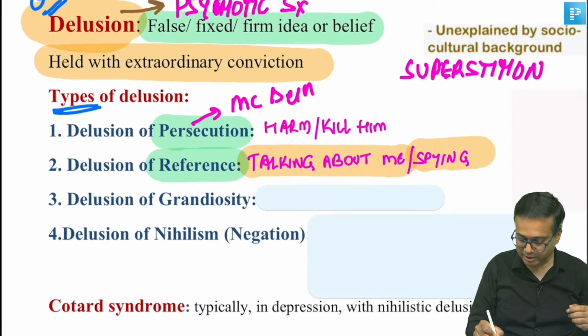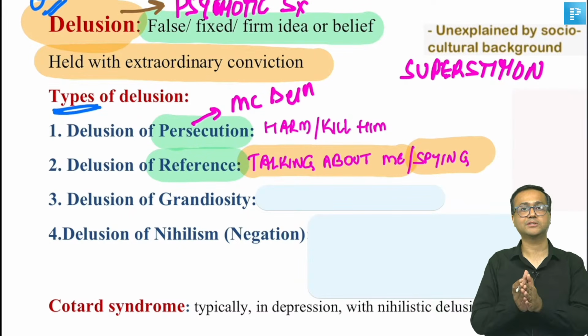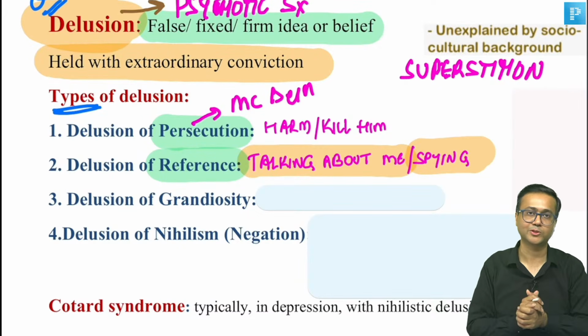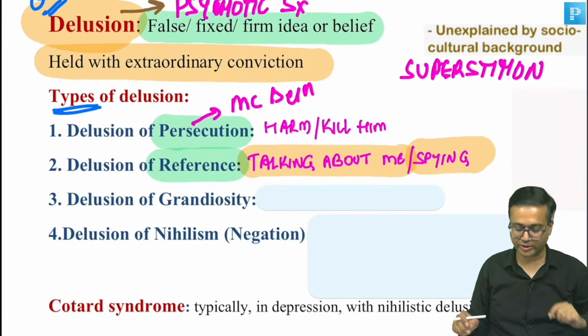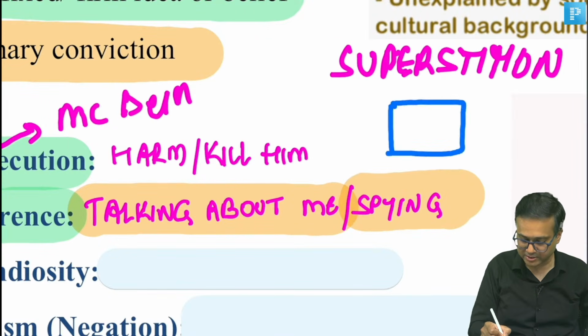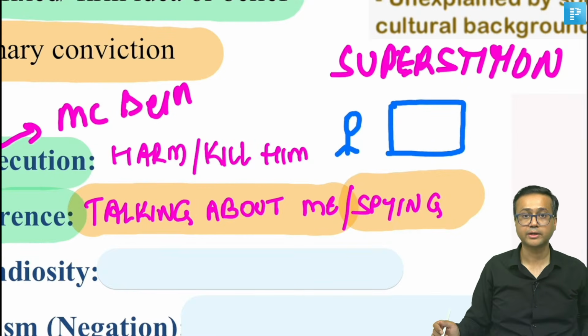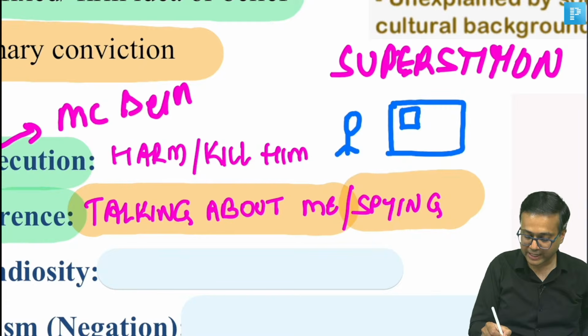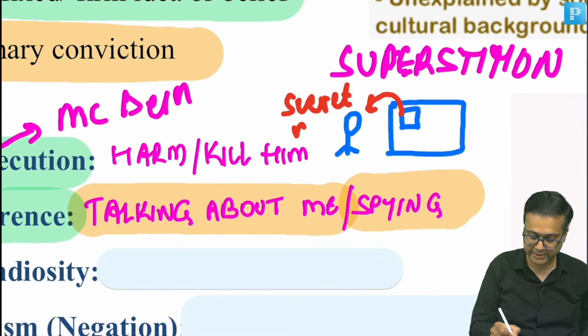Or the patient may think that somebody is spying on me. Sir, there are hidden cameras, somebody is spying on me. So again, this is an example of delusion of reference. But also appreciate, sometimes such newer questions may be asked. A patient says that on the TV, the news anchor is giving him some secret message.